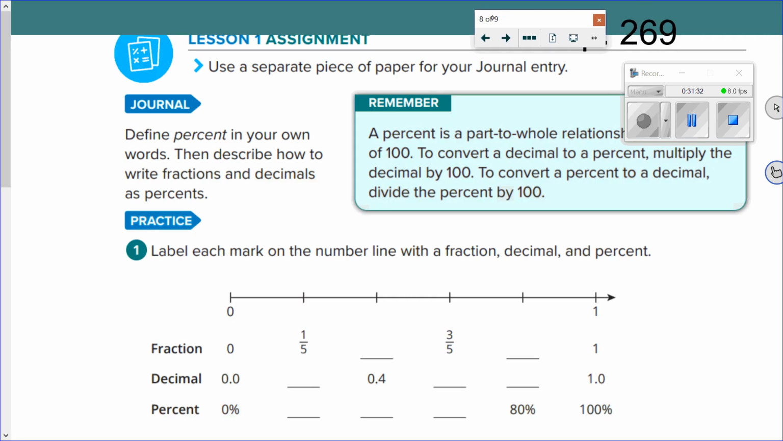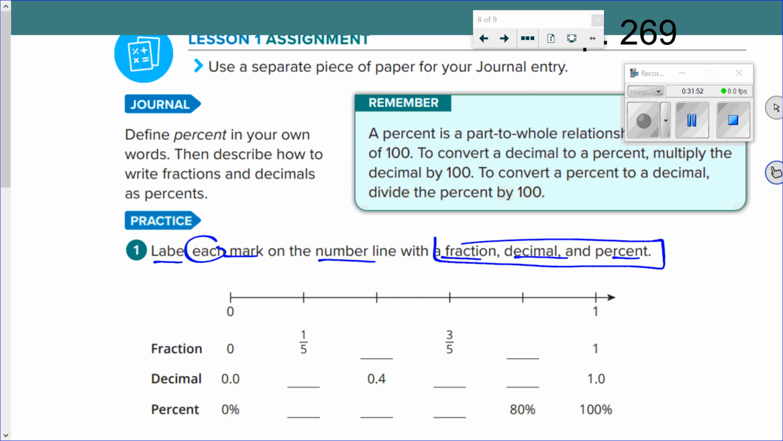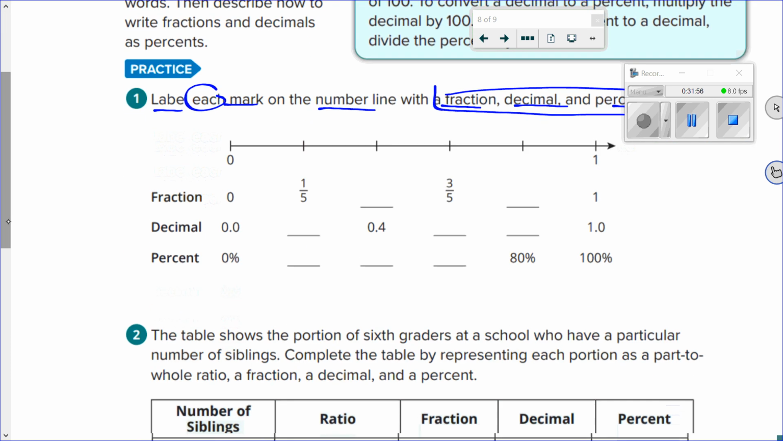Okay, go to the next page. It's 269. Here's your homework. Please pay attention and listen. I would highly recommend tearing it out and marking your text. So what are you supposed to do? Label each mark on the number line with a fraction, decimal, and percent. So I need all 3. They've given you examples, at least 1 for each of the 3.